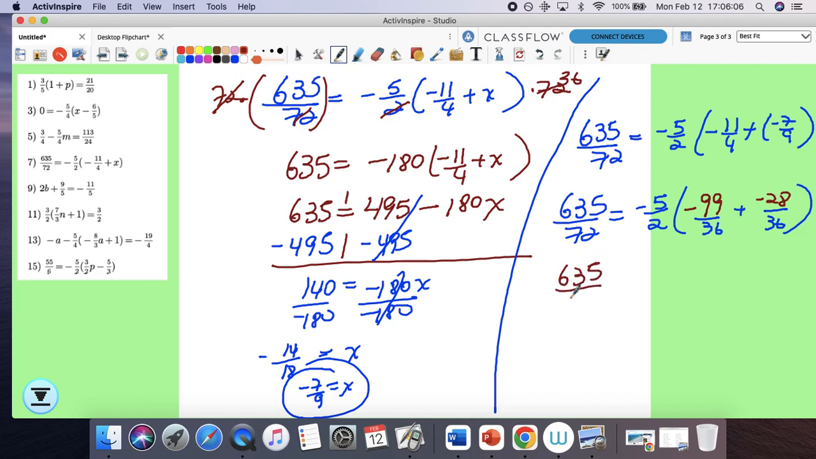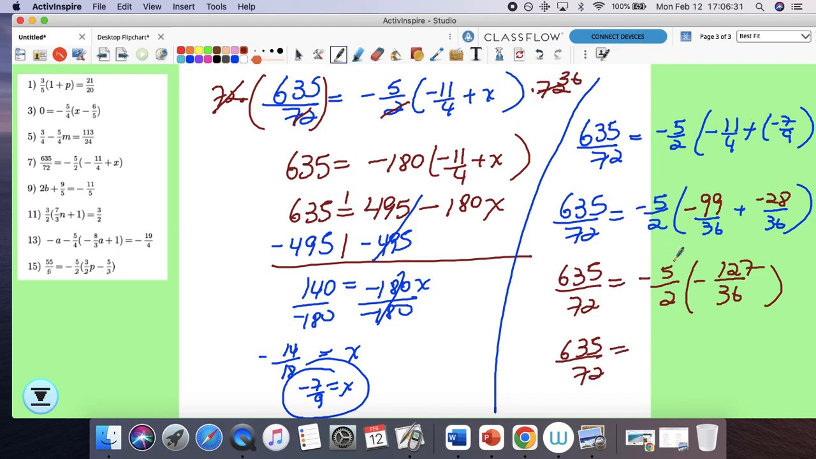635 over 72 equals negative 5 over 2. Let's combine these two inside the parentheses. Well, they're both negative, thank God, so we've got to get a negative answer. We're adding, right? So we go further left on the number line. And if we add 99 plus 28, we get 127. Okay, almost there.